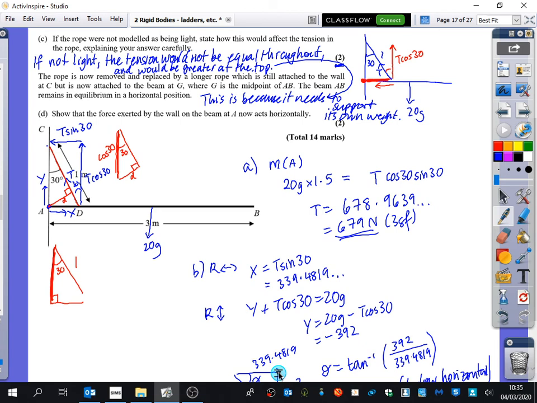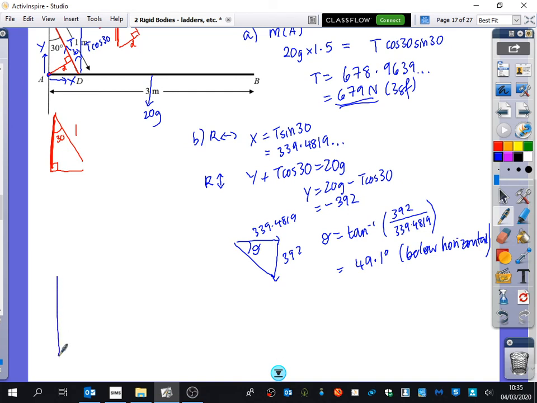So I'm going to redraw the diagram because I can't cope with doing that same diagram again. We've got the 20G that is here, and this point here is G, and from G to C, we've got the tension. This is A, this is B. We know that there's still a reaction here of X, and still a reaction here of Y, but we're hoping that Y is going to be equal to 0. I think that's all of the forces that we've got there. This is for part D of the question, right?